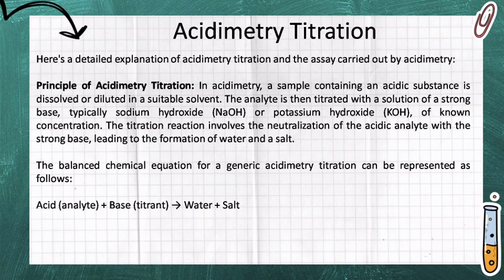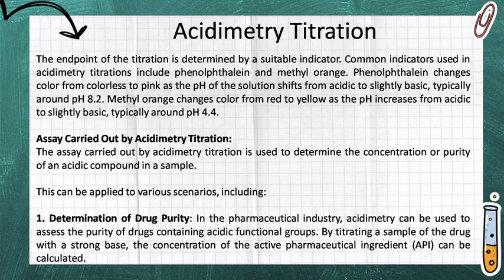The balanced chemical equation for a generic acidimetry titration can be represented as follows. Acid, analyte, plus base, titrant, gives water plus salt. The endpoint of the titration is determined by a suitable indicator. Common indicators used in acidimetry titrations include phenolphthalein and methyl orange. Phenolphthalein changes color from colorless to pink as the pH of the solution shifts from acidic to slightly basic, typically around pH 8.2. Methyl orange changes color from red to yellow as the pH increases from acidic to slightly basic, typically around pH 4.4.